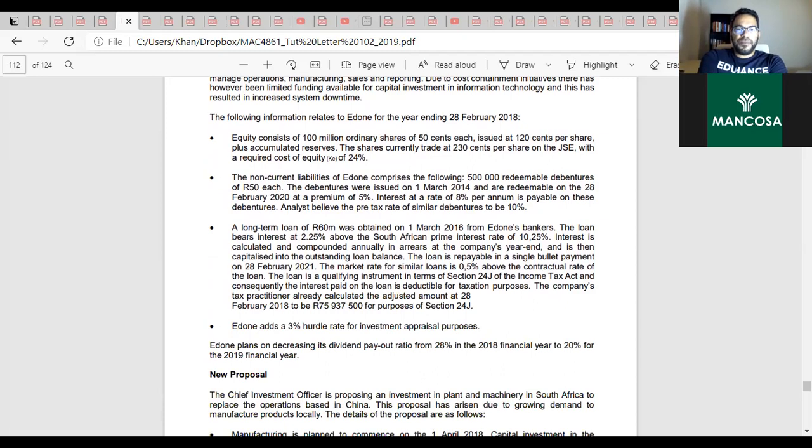So now they're saying the following information relates to EDON for the year ending 28 February 2018. Very important in WACC, capital budgeting, as well as mergers and valuations. The date is very, very important. Without having a date, we won't be able to know at what point to perform the calculation. So the date is extremely important.